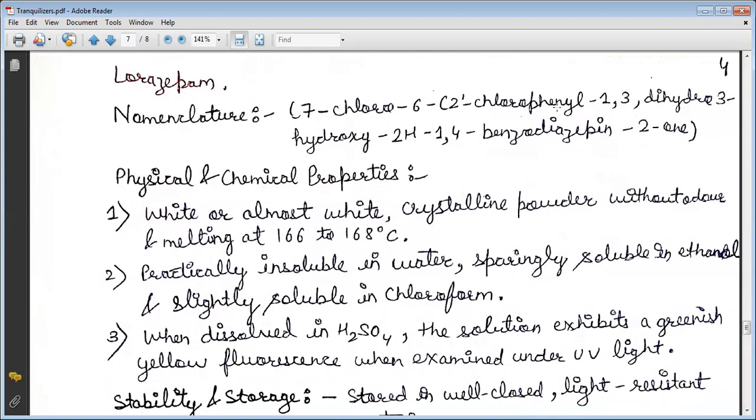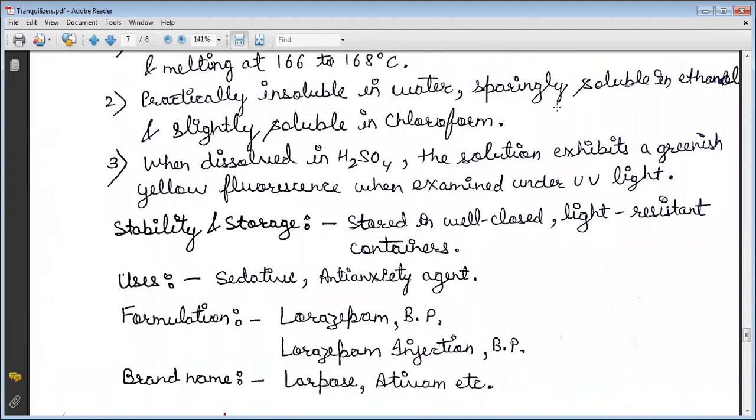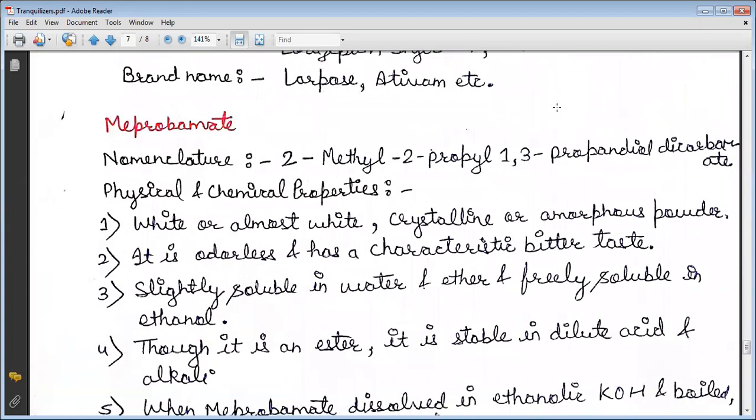It is stored in well-closed light-resistant container. It is being used as sedative and an anti-anxiety agent. Formulations available are lorazepam BP, lorazepam injection BP. The brand names are Larpose or Ativan. The next drug is meprobamate.